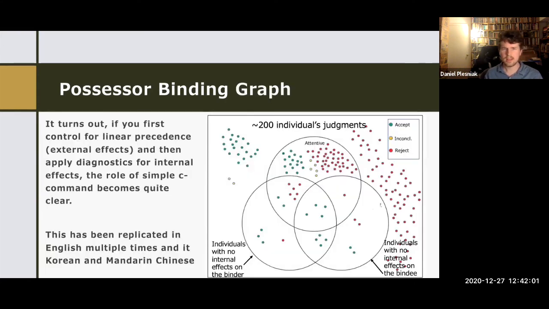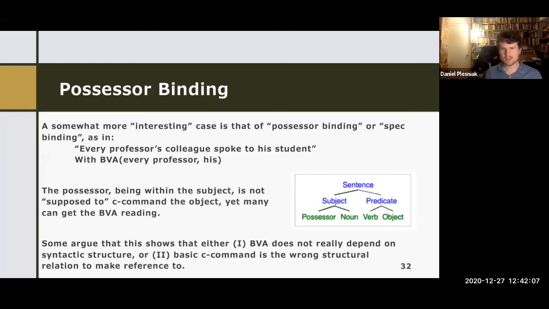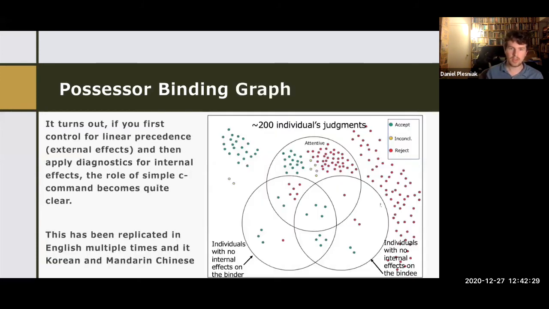So one thing that turns out you do need to control for is linear precedence. So notice here, every professor's colleague spoke to his student. Every professor comes before his. We can fix this by moving to his student to the front: to his student, every professor's colleague spoke. That was fine when it was just to his student, every professor spoke. But now with the addition of colleague, this is going to cause different things to happen. So once you do that, and you also check for these other effects, is every professor structurally sensitive, is his student structurally sensitive, again, you get the same sort of result.